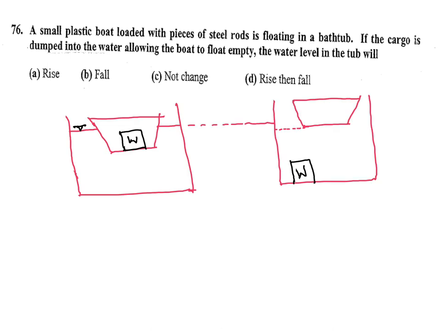In case 1, a small plastic boat loaded with pieces of steel rods. Let the weight of steel rods be W. Here W will act downward and buoyancy force acts upward. And in this case, the boat is floating empty and the cargo is dumped into water. So the steel rods are here.